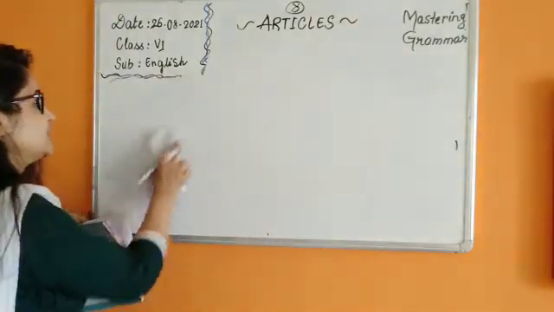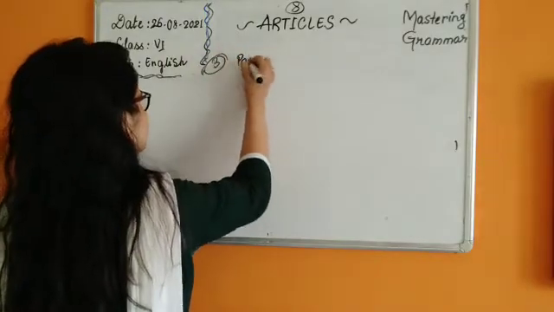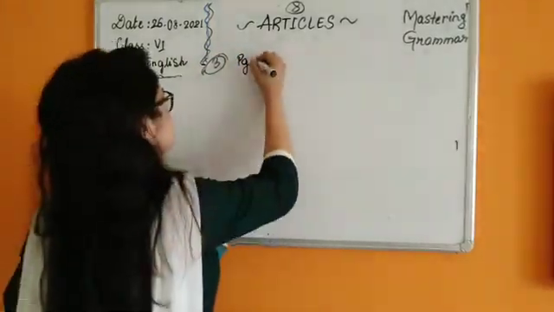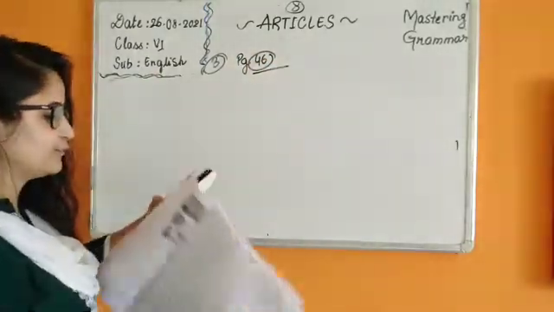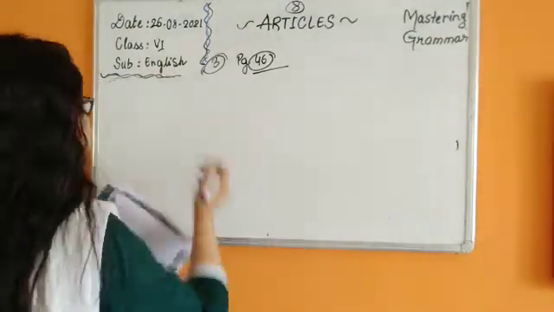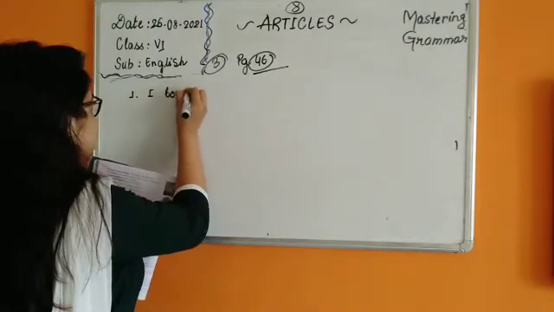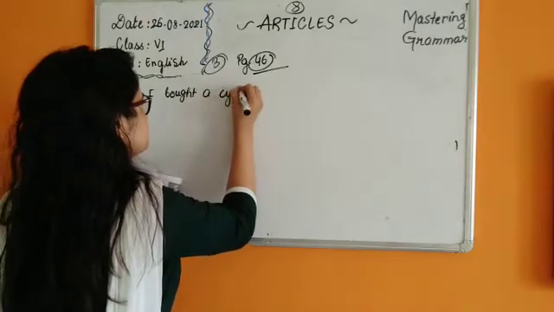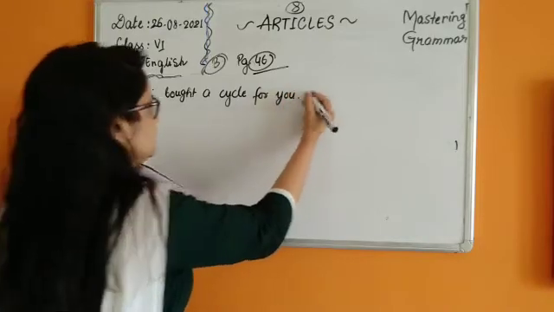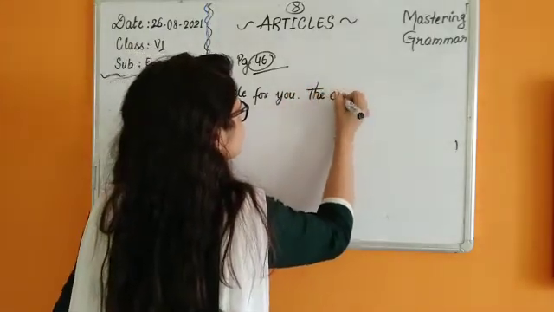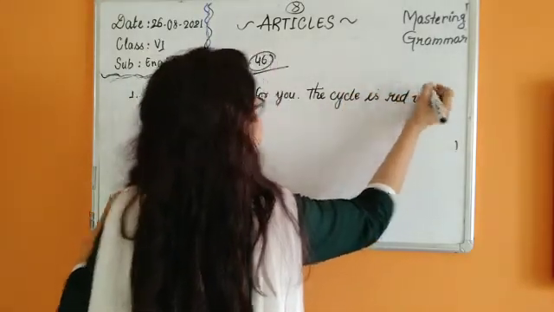Now let's write it down. We are moving ahead with exercise B, and this is on page number 46. I bought a cycle for you. This will be written as it is. The cycle is red in color because I am talking about this cycle only. So the cycle is red in color.